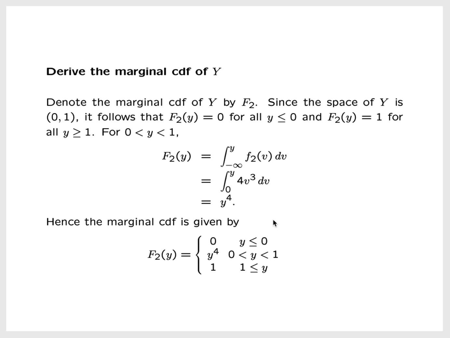And so the marginal CDF is given by: it's equal to 0 if we evaluate the CDF at any value of y less than or equal to 0, it's equal to y to the 4th for any value of y between 0 and 1, and it's equal to 1 if y is greater than or equal to 1.